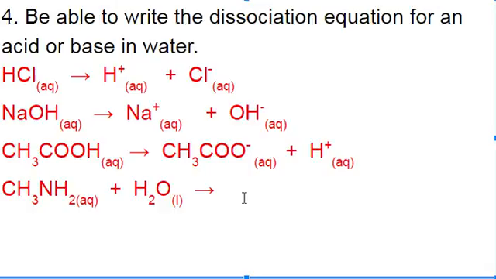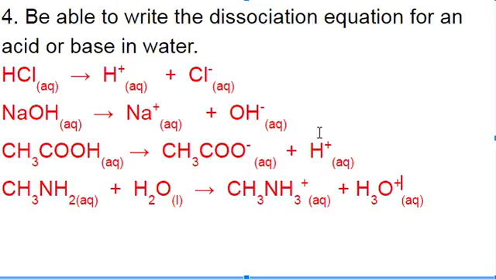Now the CH3NH2 is going to pick up another hydrogen from the water. So it's going to form CH3NH3 here, and that's going to give it a positive charge. And then the H2O now is going to become H3O. And instead of being a liquid, it's now going to be aqueous because it's forming the ion, and it's going to have a positive charge to it.